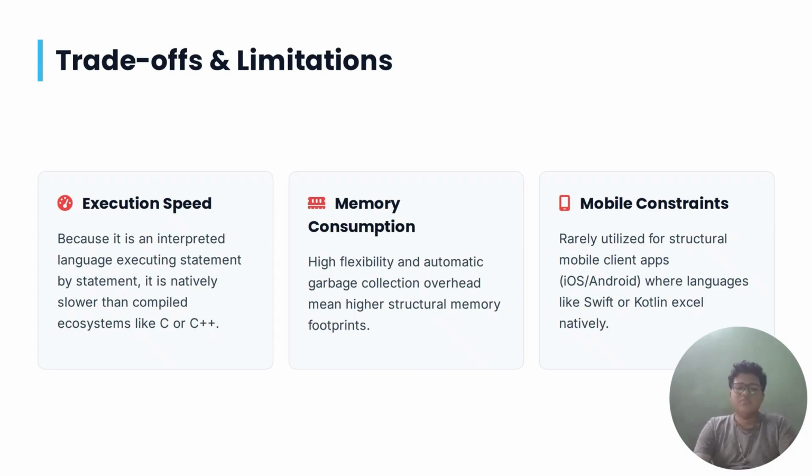So it is faster. Memory consumption: high flexibility and automatic garbage collection overhead mean a higher memory footprint in Python. Mobile development: it is rarely utilized for structured mobile clients, where languages like Swift and Kotlin excel natively. So Python doesn't work very much in that.